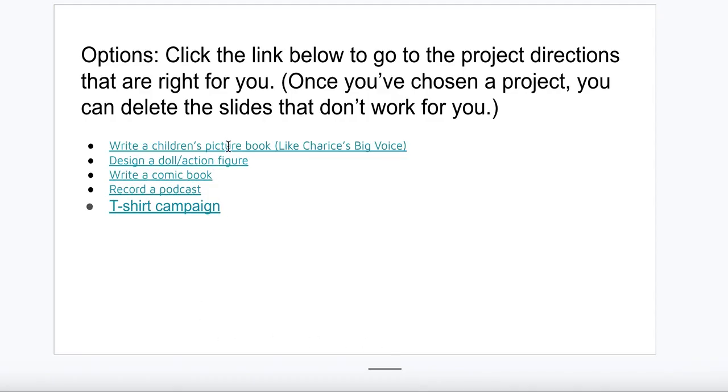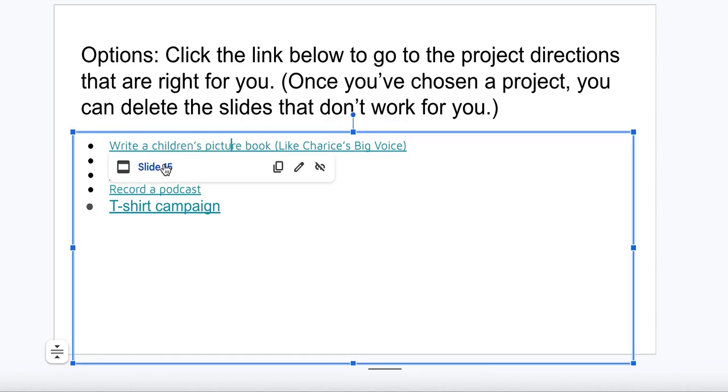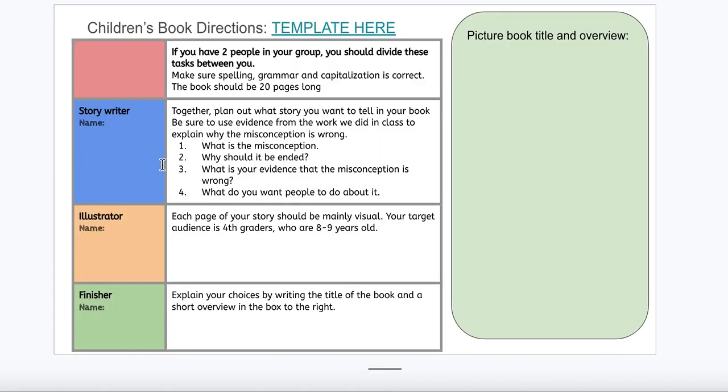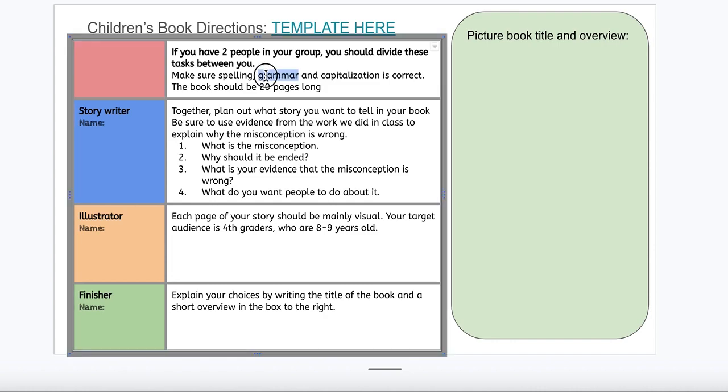So, this is where we click on this link because it's underlined and highlighted in blue. It's going to take us to slide 15. Okay, so these are the tasks that have to be done. If you have a partner, you can divide up these tasks, but it's really important to do all of these steps and to make sure at the end you come back and you check your spelling and your grammar.